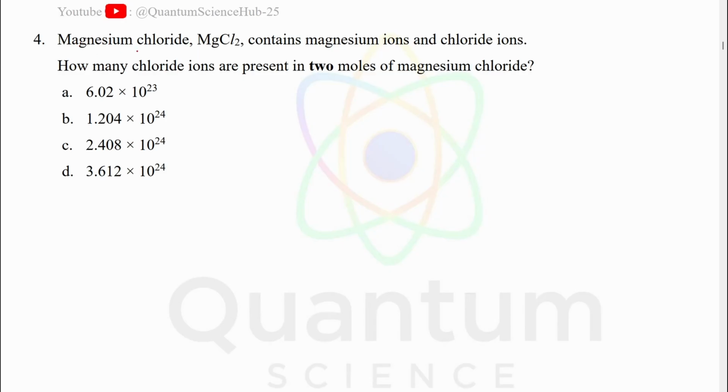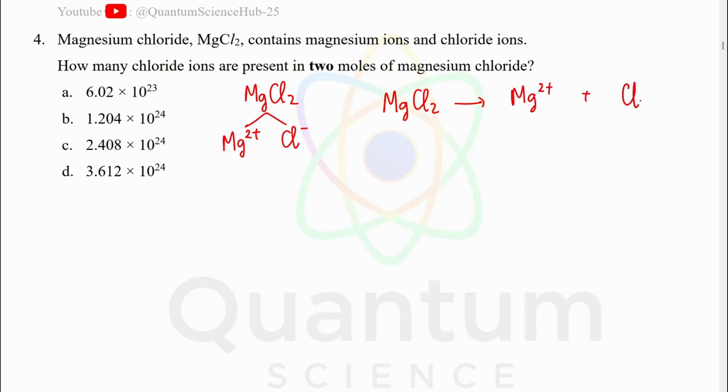Question 4. Magnesium chloride, MgCl2, contains magnesium ions and chloride ions. How many chloride ions are present in 2 moles of magnesium chloride? Okay, so MgCl2 contains Mg2+ and Cl-. So when you break it down, MgCl2 contains Mg2+ plus Cl-. And here is Cl2, but in here is still Cl1. So that's why I will put 2.